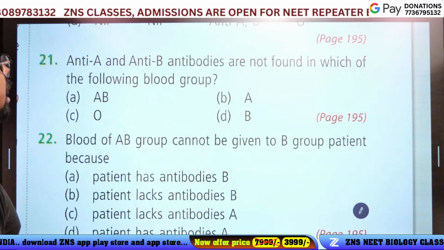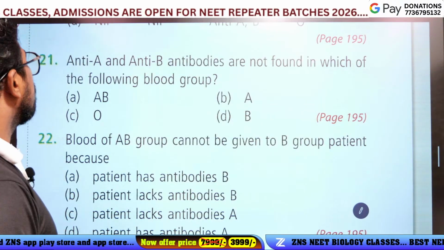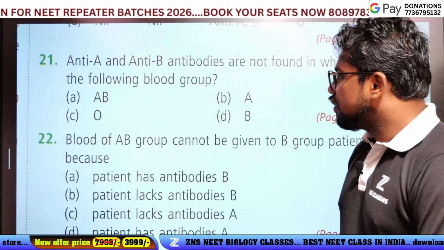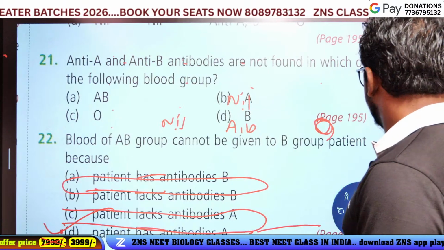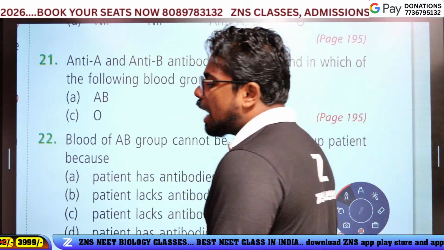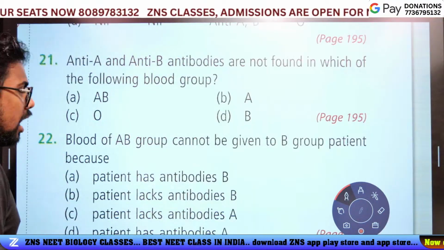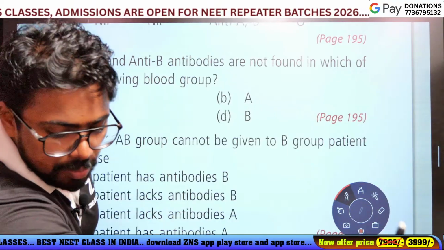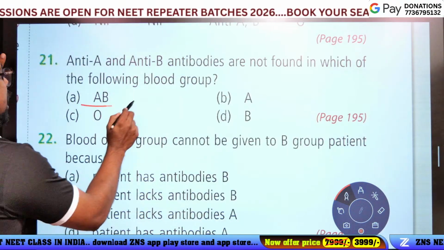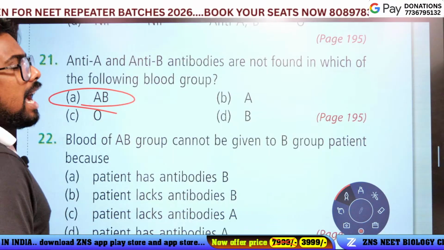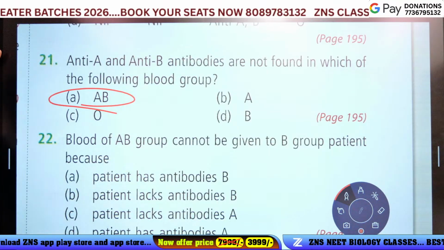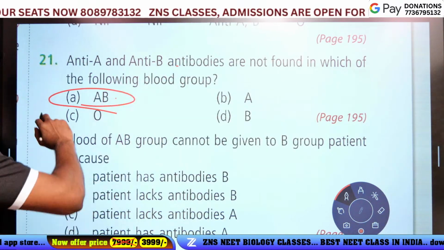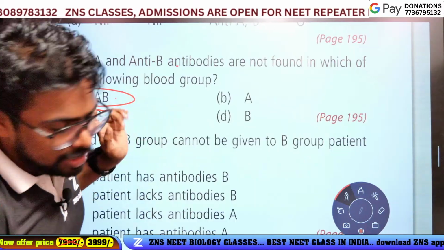Anti-A and anti-B antibodies are not found in which of the following blood groups? Here, antibody A and B absent. Which blood group? Come on, which is the answer? The option AB. Yes, AB contains only two antigens, A antigen and B antigen, but antibody A and B are absent. Antibodies are absent in the AB blood group. Option A is the answer. So simple questions.